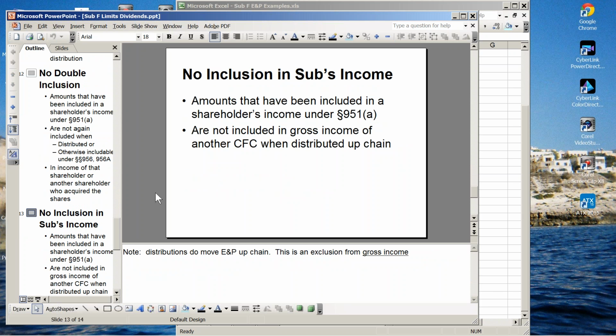Now, one thing I want to emphasize, I've said it just a couple of minutes ago, I want to emphasize it again. When there's a dividend distribution, the recipient company excludes that dividend from its gross income. The earnings and profits, however, move up the chain, but there's an exclusion from income. So you have to track those E&P separately and track the Subpart F income separately. Now, this exclusion from gross income and the hopscotch effect of Subpart F can do funny things to your apportionment of interest expense within a CFC.